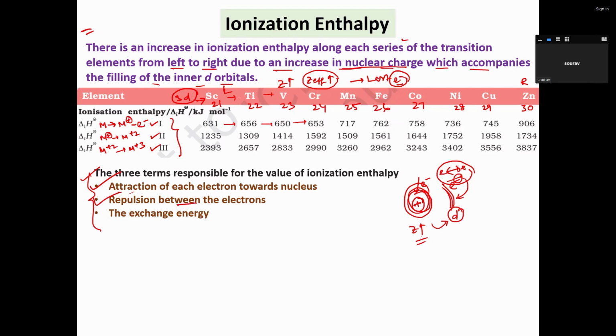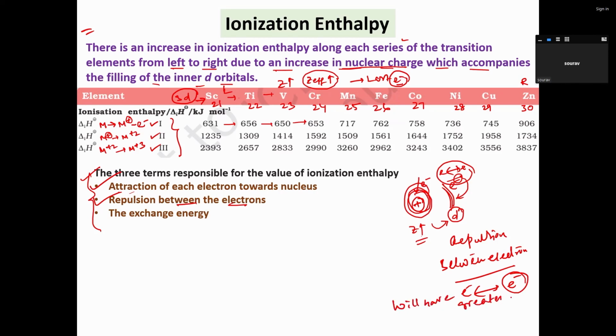Another is the repulsion between these electrons. I have already told you about this. When these electrons are entering the d orbitals, there is also repulsion between the electrons. So due to the presence of this repulsion, the electrons will have a greater chance to escape from the d orbitals.